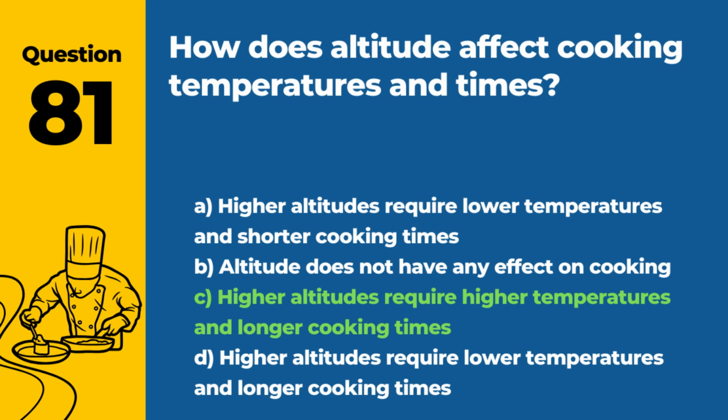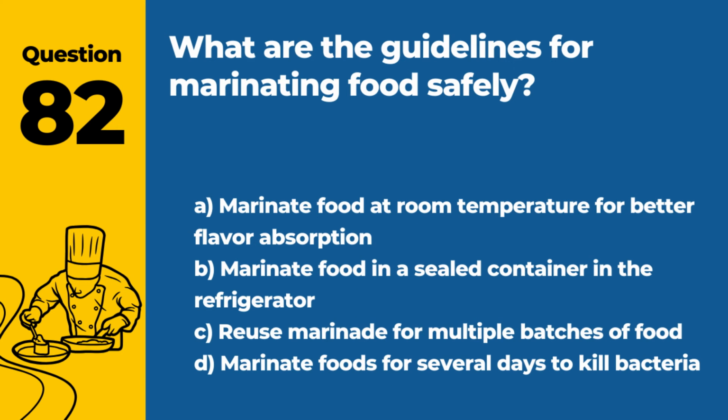At higher altitudes, water boils at a lower temperature, so cooking temperatures and times may need to be increased to ensure food safety. Question 82. What are the guidelines for marinating food safely? A. Marinate food at room temperature for better flavor absorption. B. Marinate food in a sealed container in the refrigerator.